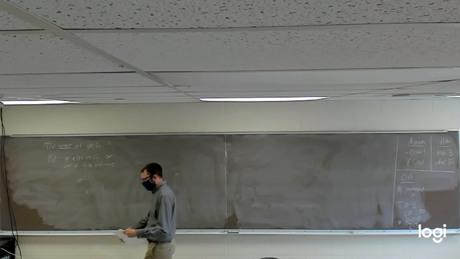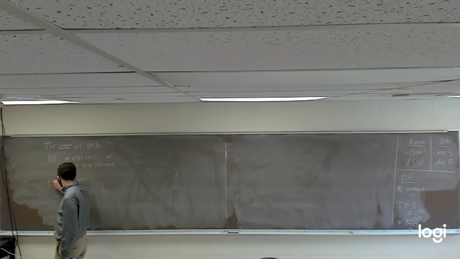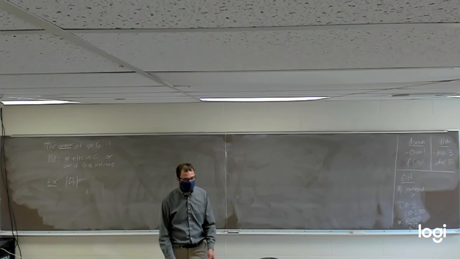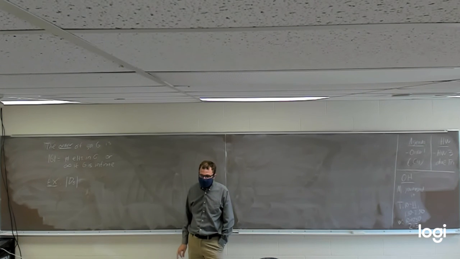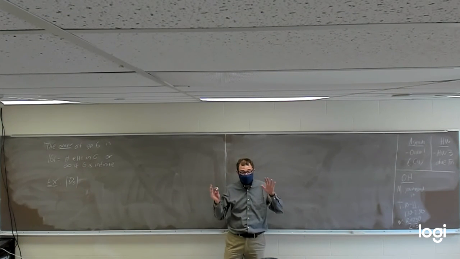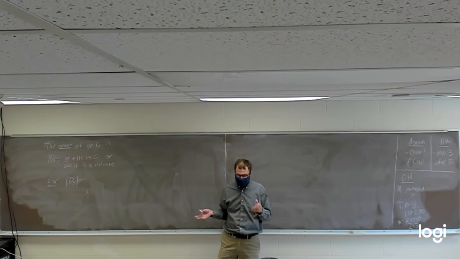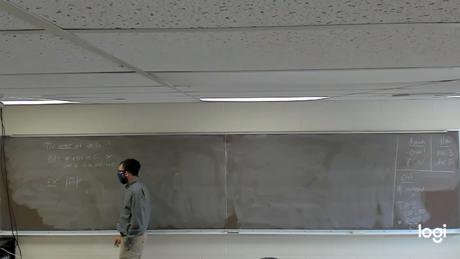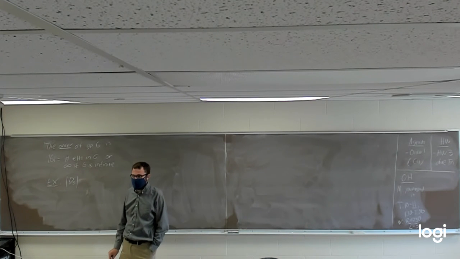So let's do a few examples. Order, by the way, we're going to use these vertical bars. No, that does not mean absolute value in this context. If we put them around a group G, this refers to the order of G. It doesn't really make sense to talk about the absolute value of the dihedral group.